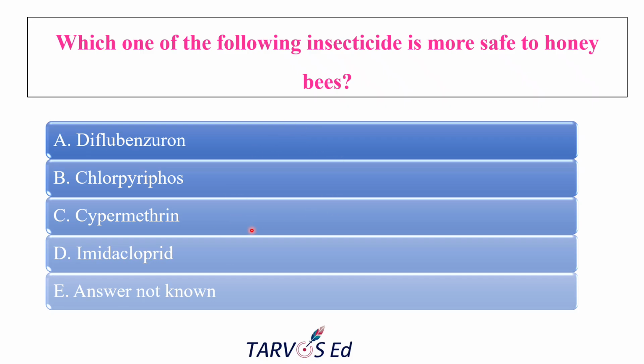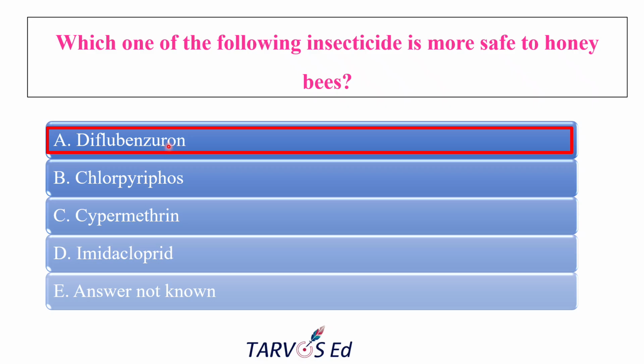The options given are diflubenzuron, chlorpyrifos, cypermethrin, imidacloprid, and the answer is not known. The correct answer is diflubenzuron. This is mostly safe to honeybees. Why? This insecticide belongs to the chemical class of insect growth regulators, the benzoylurea group. Okay, this is an IGR, insect growth regulator.